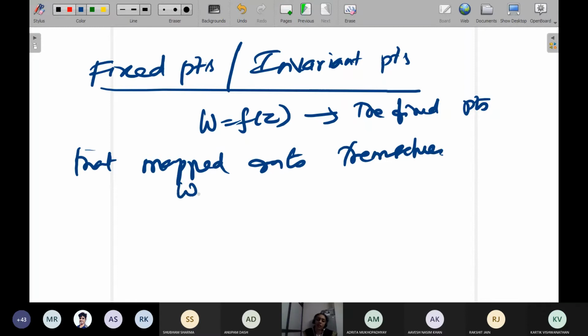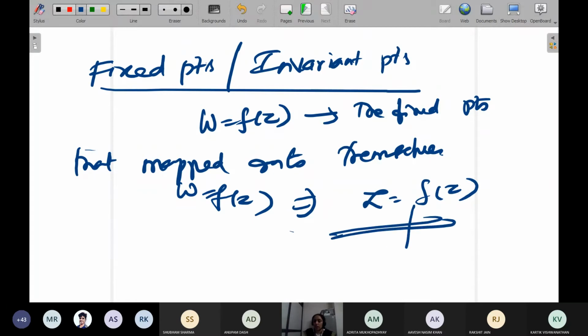So if w = f(z) is a mapping and you have to find the fixed points, it means the transformation maps to the same point. So z = f(z). When you solve this, you get the points. Those points are called fixed points or invariant points. You should know all these different types of points, because in the next topic, bilinear transformation, we are going to talk only about the points. Okay, so you can understand.